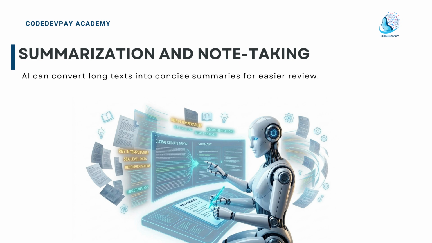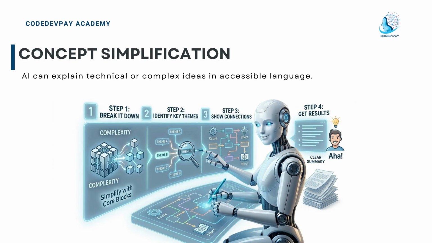So the first thing to look at is summarization and note taking. AI can help us to convert long text into concise summaries for easier review. We demonstrated that in our previous lesson when we were looking at AI assisted editing, whereby we summarized the whole document into 5 paragraphs, then did what we wanted to do with that. So in these cases, it can help us to summarize our lecture notes, articles and research papers, and reports or documents.